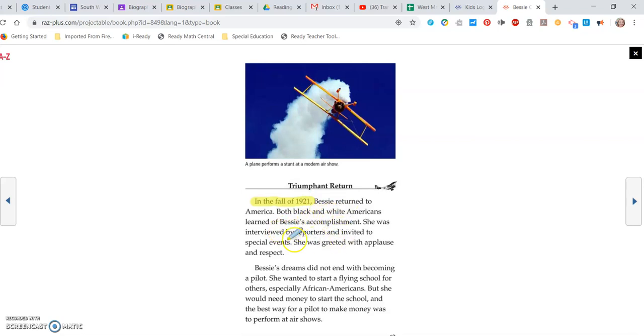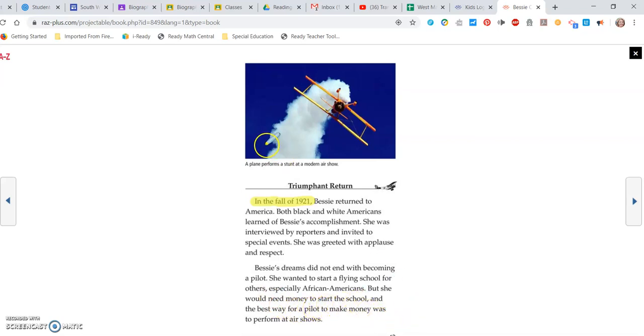Both Black and white Americans learned of Bessie's accomplishment. She was interviewed by reporters and invited to special events. She was greeted with applause and respect. So here she wants to start a flying school, especially for people who are African American.